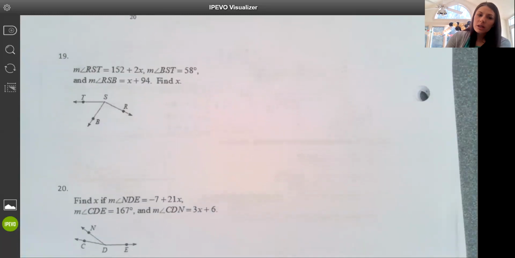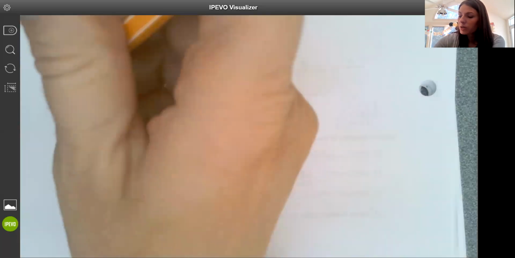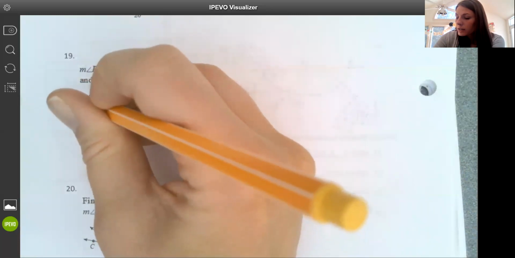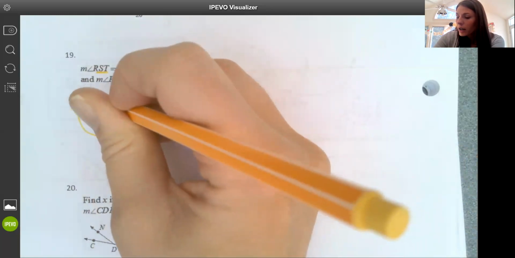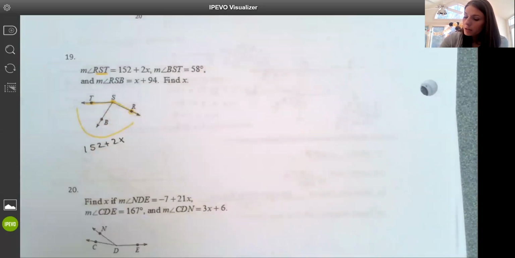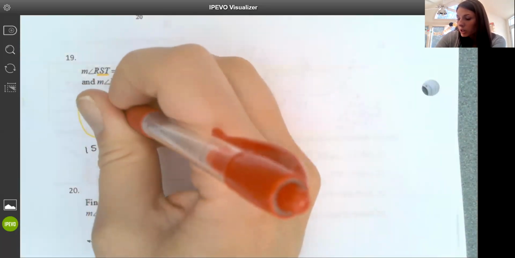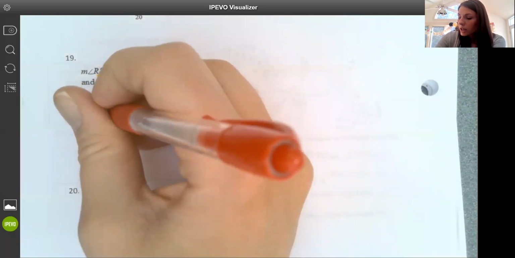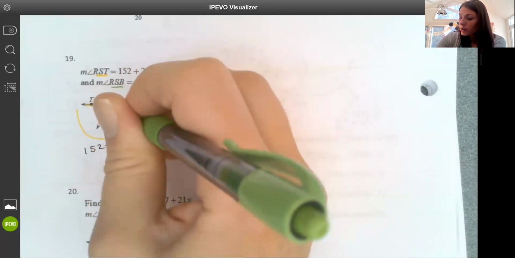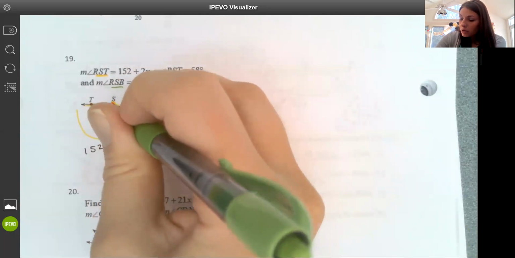Now for our angles, skipping down to 19, we need to label the diagram first. So the way that we do that, following what it tells us here. So RST, R to S to T, that's the whole angle. RST is 152 plus 2x. Then I have BST, BST from here to here to here is 58 degrees. And last I have RSB. So RSB is going to be this angle here, is x plus 94.